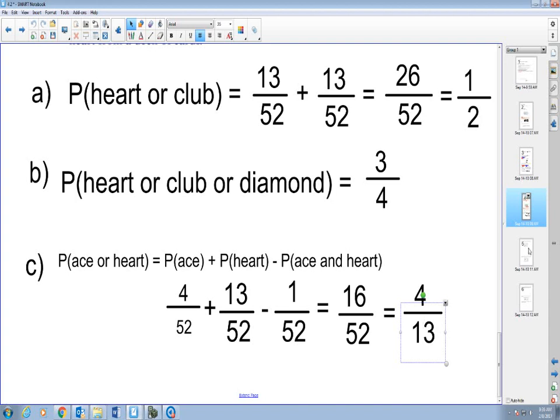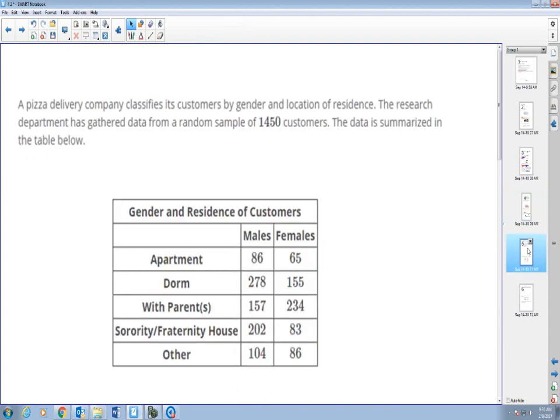Alright, let's take a look at some other examples here. Let's say a pizza delivery company classifies its customers by gender and location of residence. The research department has gathered data from a random sample of 1450 customers. The data is summarized in the table below. So what do I have here? I got different places of residence, and we got gender.